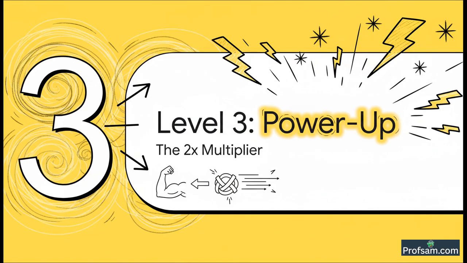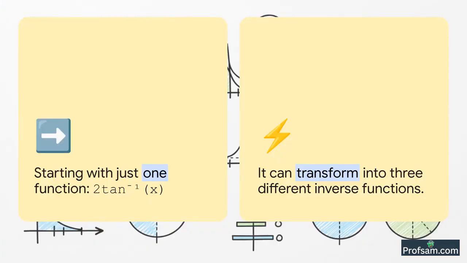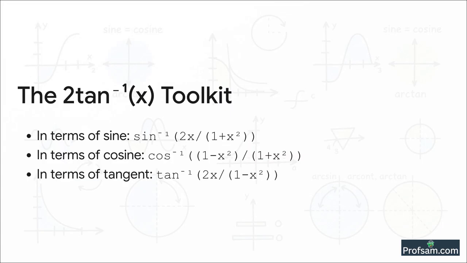Good. Now let's look at an incredibly useful power-up move that can completely transform a problem. This 2 tan inverse x property is a fantastic power-up. Think of it like a Swiss Army knife. It's one tool that can do many different things. It lets you take this one expression and transform it into 3 completely different forms depending on what the question is asking for. And here is its real power.